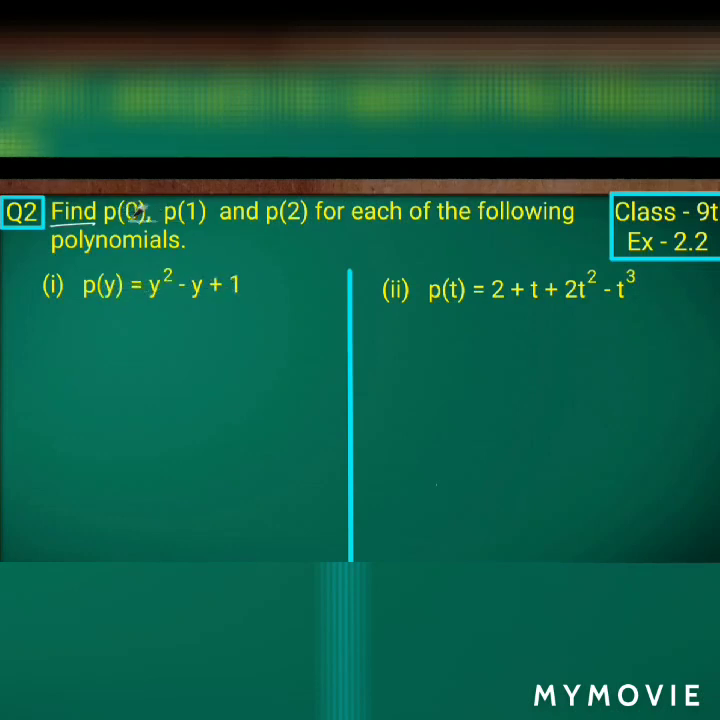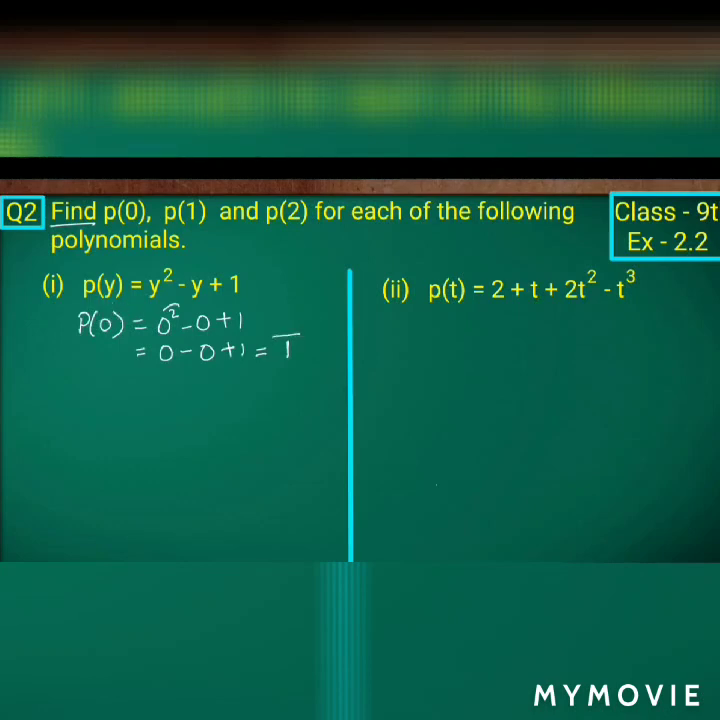So anyway, they have given the polynomial p of y is equal to y square minus y plus 1. So we'll just take, in the place of y, the first case, that is p of 0. So we have to substitute the value of y is equal to 0 here. So obviously it will become 0 square minus 0 plus 1, that is 0 square is 0, minus 0, plus 1. What else will remain here? Plus 1, isn't it? It is equal to plus 1. So p of 0 we got plus 1.